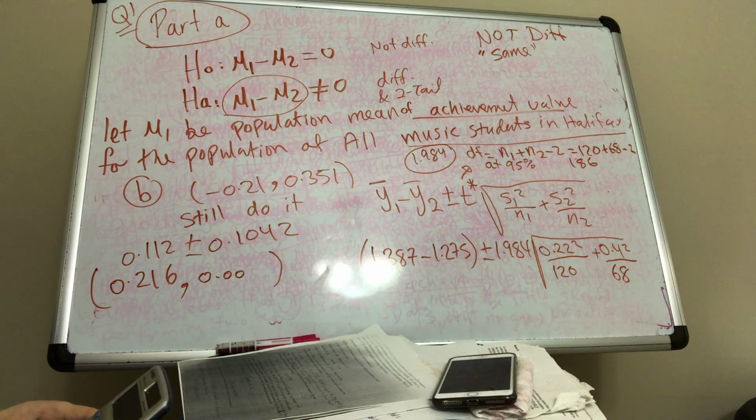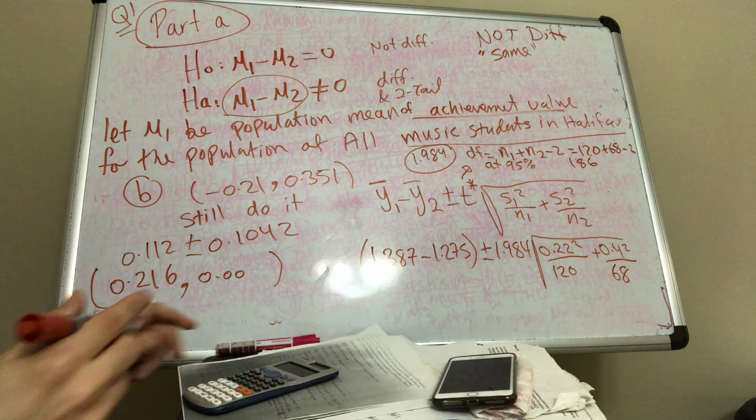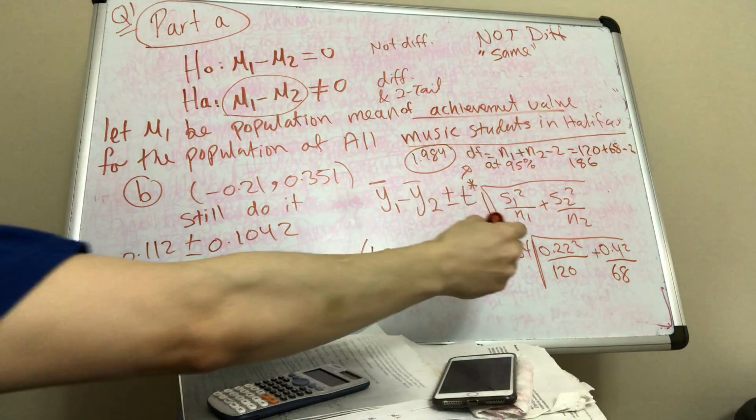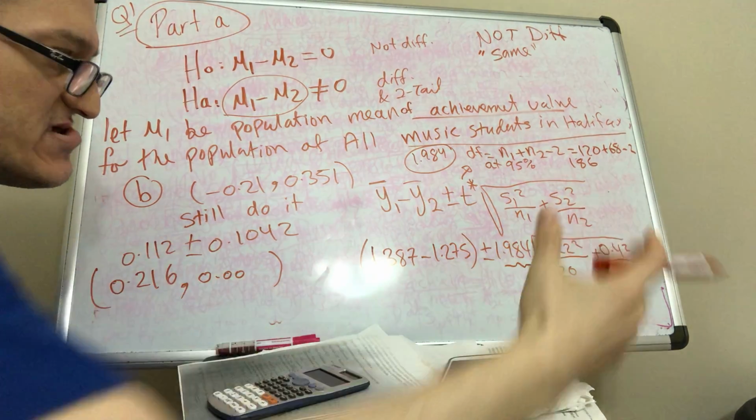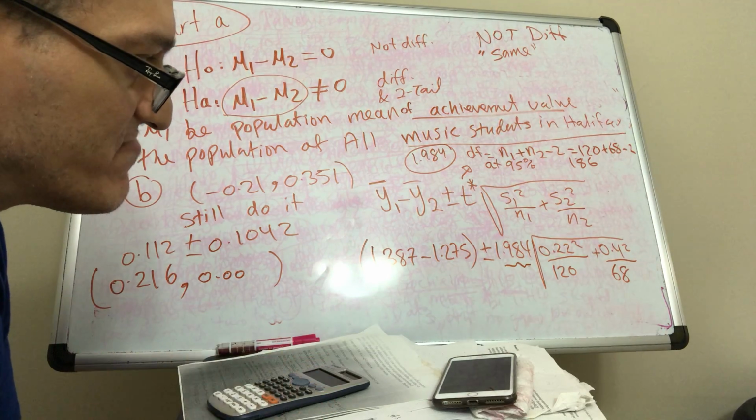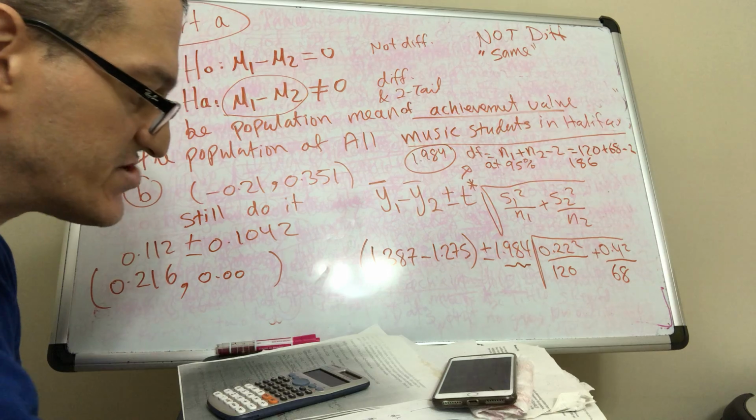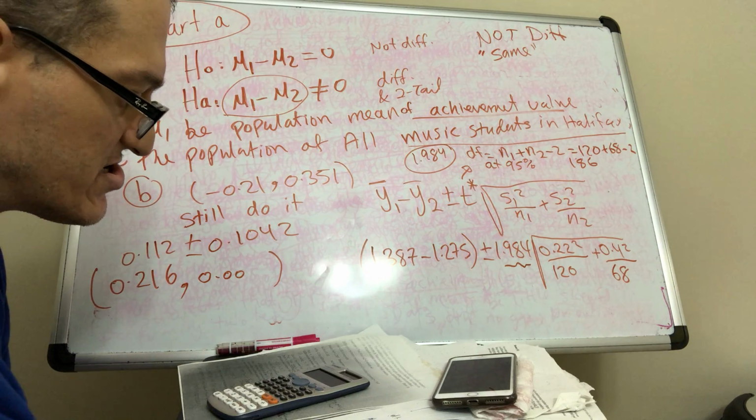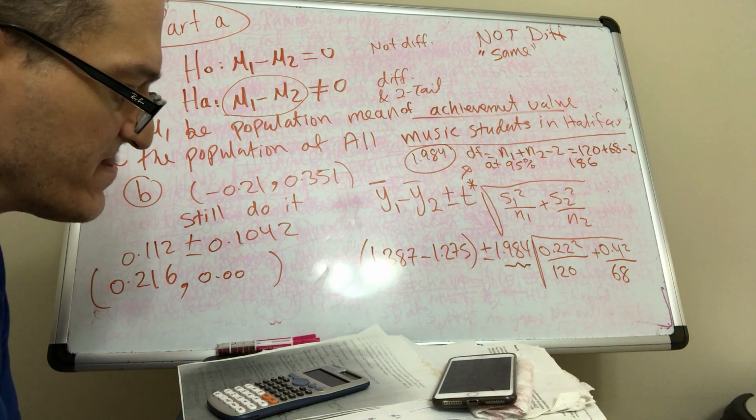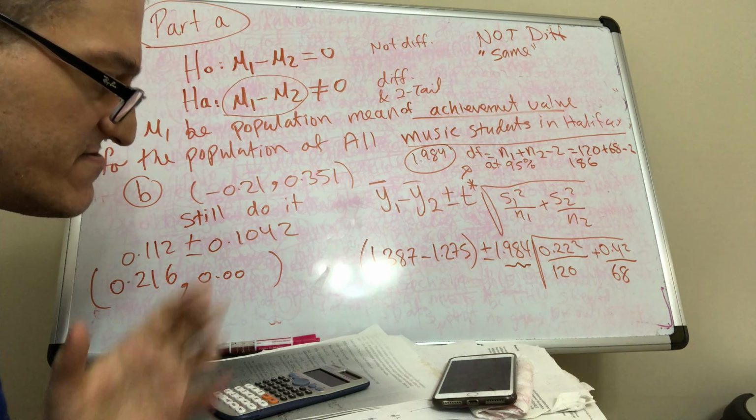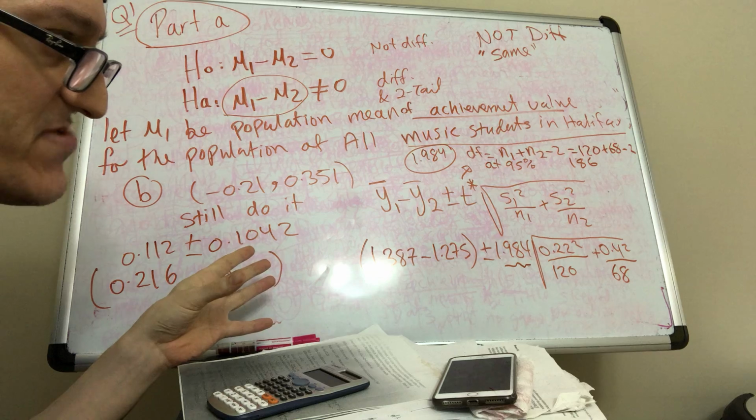The answer I get doesn't match what they have. Probably the reason is this number. Again, this number is a little bit different because they use a certain degree of freedom and they use a certain number, so it's hard to do it if you don't have the table for this chapter.